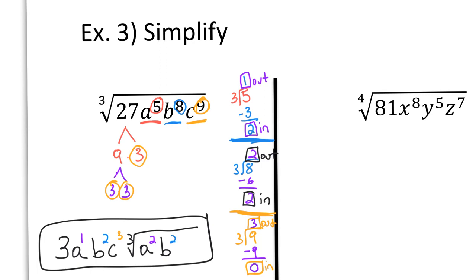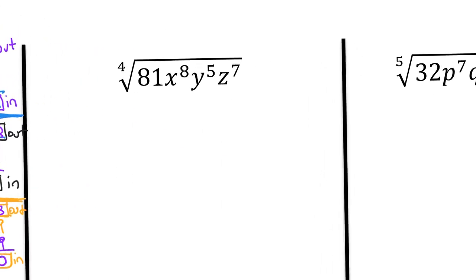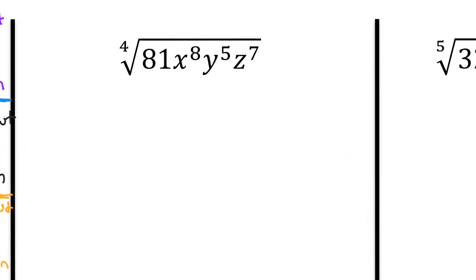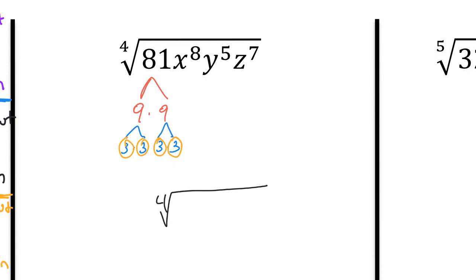So let's try the next one here. The next one, we have the fourth root. So first, let's break down the number. I know that 9 times 9 is 81. 3 times 3 is 9. 3 times 3 is 9. I can make a group of 4: 1, 2, 3, 4. So I can take the number 3 outside of the fourth root because there's a group of 4, so take out the 3.